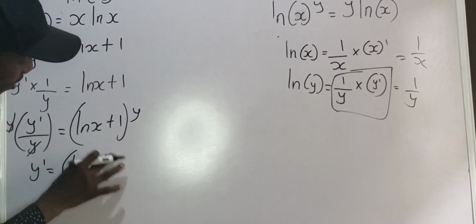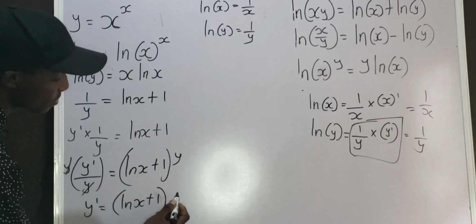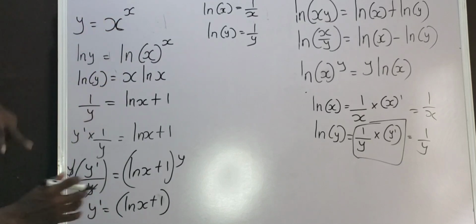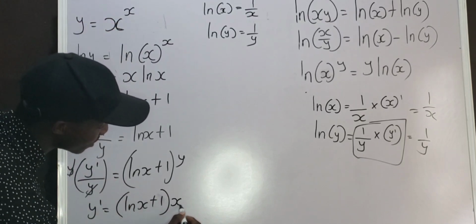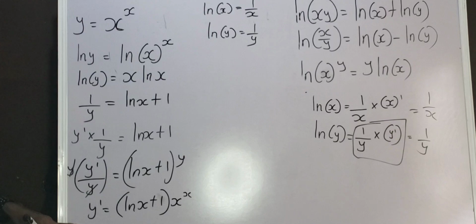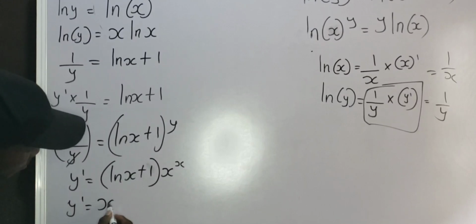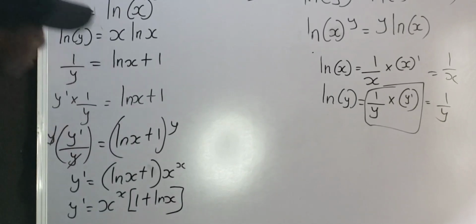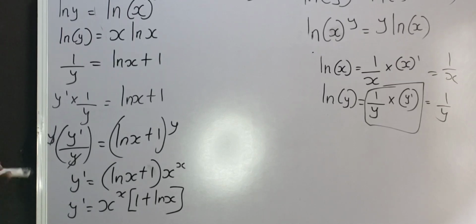So I'm going to have the derivative of y is equals to ln x plus 1, multiplied by y. But y is x raised to the power of x. Do you understand? So I'm going to substitute y as x raised to the power of x. Do you understand to this point? Therefore, the derivative of y will be equals to x raised to the power of x into bracket 1 plus ln x. So that is the derivative of y. So you can see how I simplified it. If any one of you got this answer, raise up your hands. You're a liar. You didn't get it right. So that's the derivative of y.